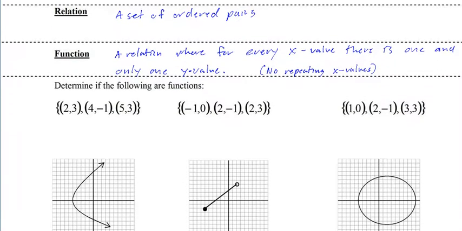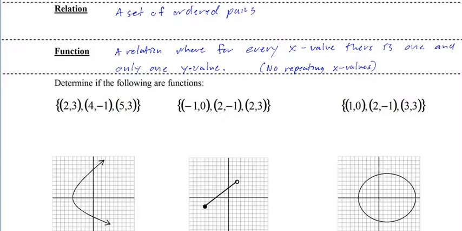So if you look at these relations, you can determine if they're functions based on the x's. Do we have repeating x's? No, then that is a function. Do we have repeating x's? Yes, right here. This is not a function. Repeating x's? Nope. Function. And it's that simple.